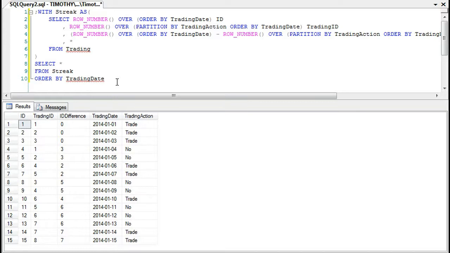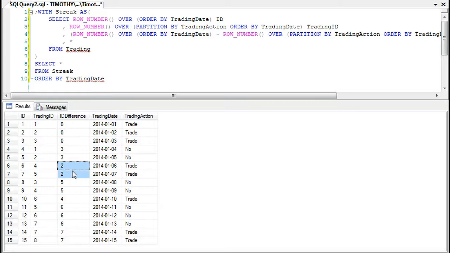You will notice that we have a number, the difference between these two, that correlates with whether there was a trade or not. So for instance, we have 3 days of trading. The difference between 1 and 1, 2 and 2, and 3 and 3 is 0. When we get to the no, the trading, the ID is 4 and 5, the trading ID is 1 and 2, the difference between both of those numbers is 3. So we have a mathematical relationship between ID and trading ID. And once we get to trade here, the difference between 6 and 4 is 2, and 7 and 5 is 2. So again, we have two trades, and the difference is 2.